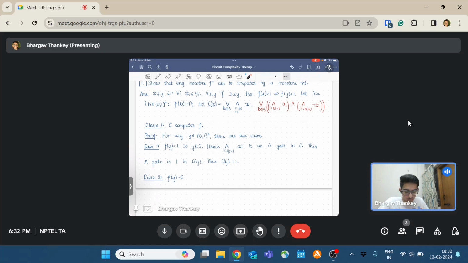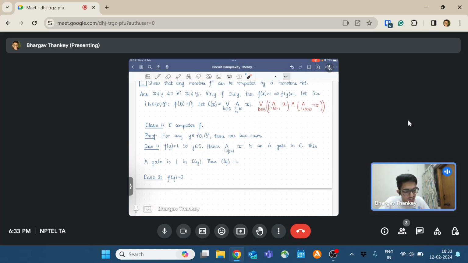So what do you want to prove? You want to prove that every AND gate is 0, right? So assume for contradiction that there exists an AND gate which is 1. That means the input corresponding to that AND gate should be in S. And from the definition itself, y is not in S. So is this the contradiction?